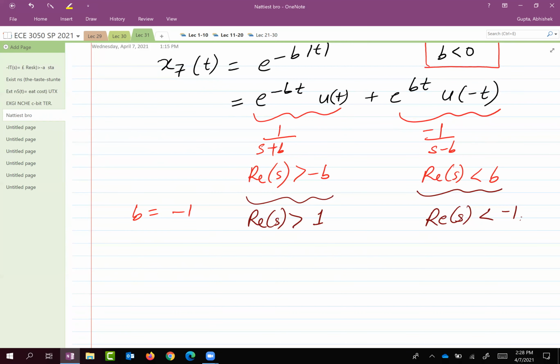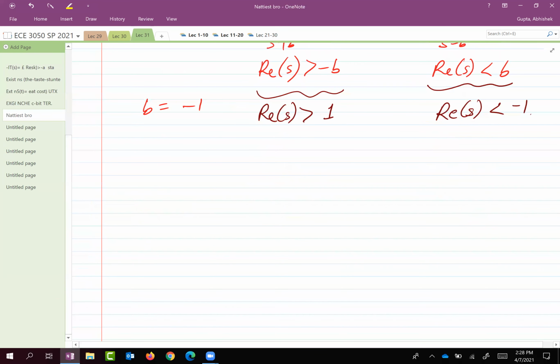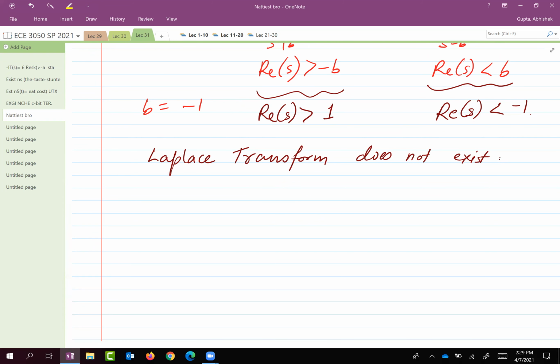There wouldn't be one, would there? Right. So there is no value of s which satisfies the two conditions simultaneously. So therefore, the Laplace transform does not exist. We can't take a Laplace transform for this particular signal because there is no value of s for which the region of convergence is the same for both parts of the signal.